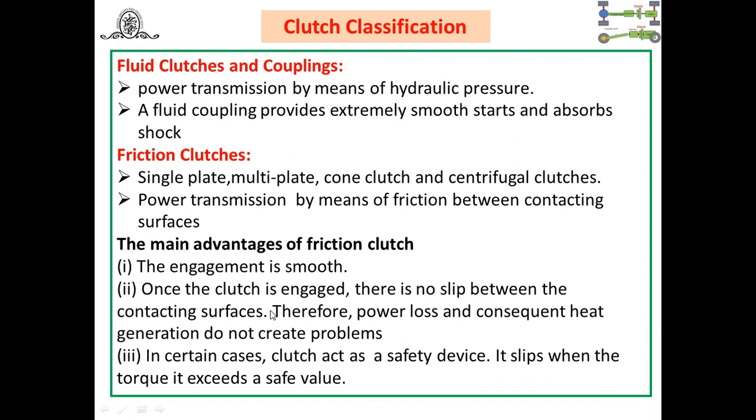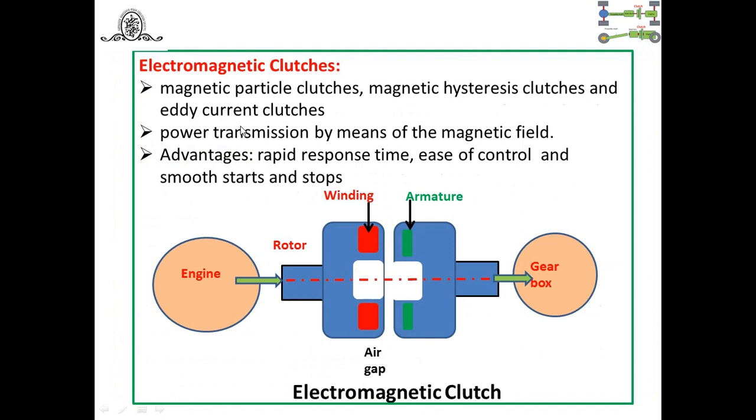That means no power loss compared with the other clutches in case of friction plates. It's engaged. In certain cases, the clutch acts as a safety device and it slips when its torque exceeds the safe value. That time, the clutch is going to slip, and because of that, it acts as a safety device. Remember these things.